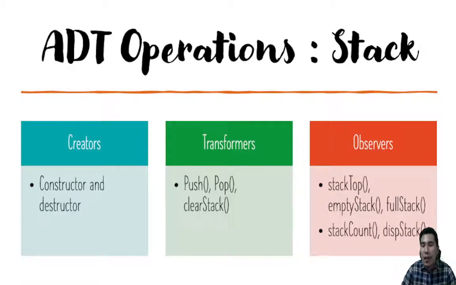Then we have here observers. In your observers, you have stack top, which we already discussed previously. And then we have empty stack or is empty, or is full or full stack. It depends on the convention of the name of your operations. And then we have the stack count and display the elements of this stack.